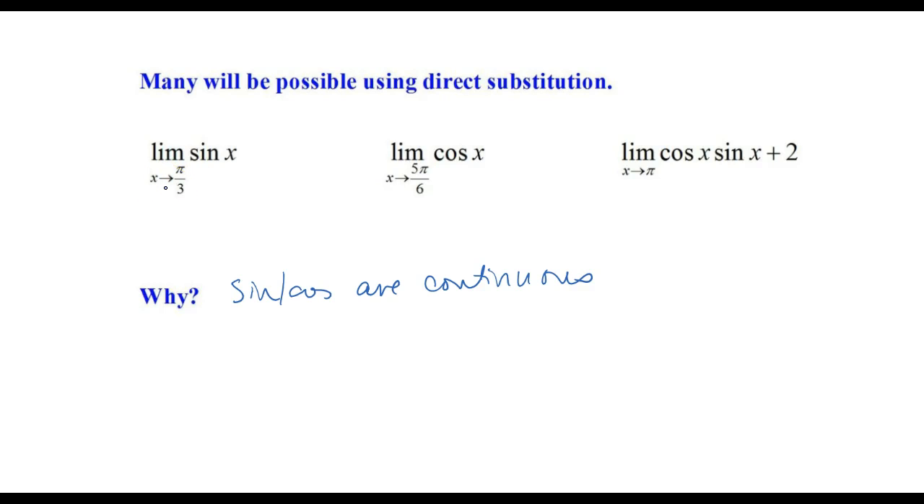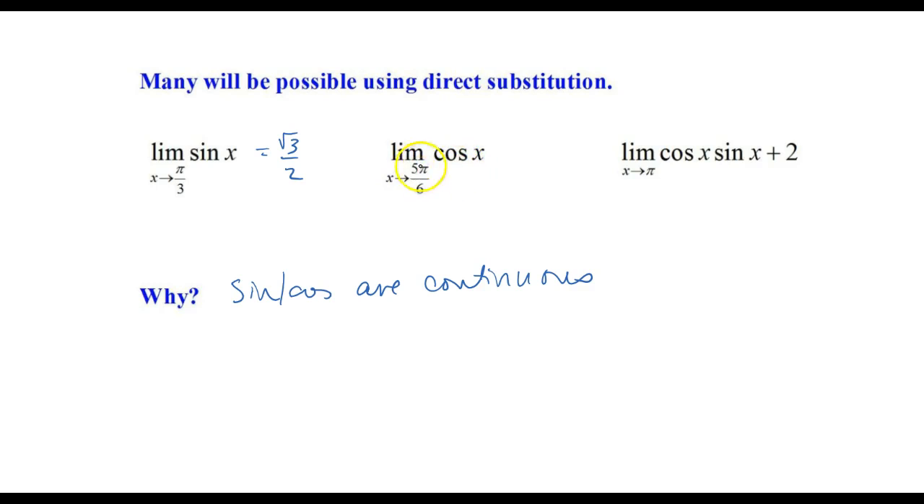So all you're going to do is plug it in, right? So what is the sine of pi over 3? Well, if you think about your circle, that would be the y value at 60 degrees, let's say, and that should just be square root of 3 over 2. So it's just like what you did before, you just have to know your unit circle, okay?